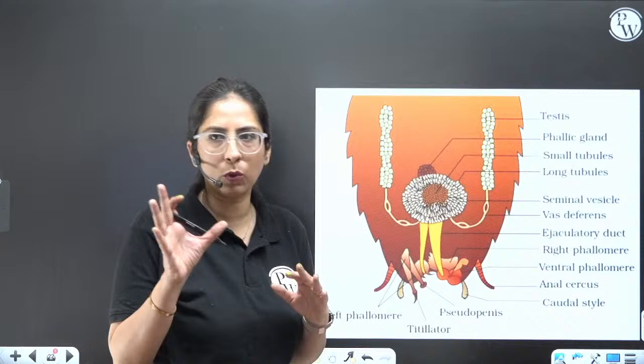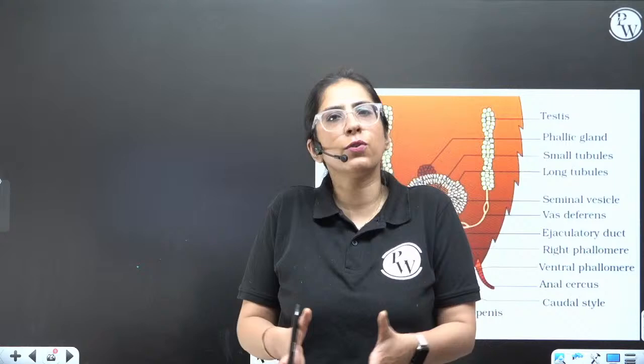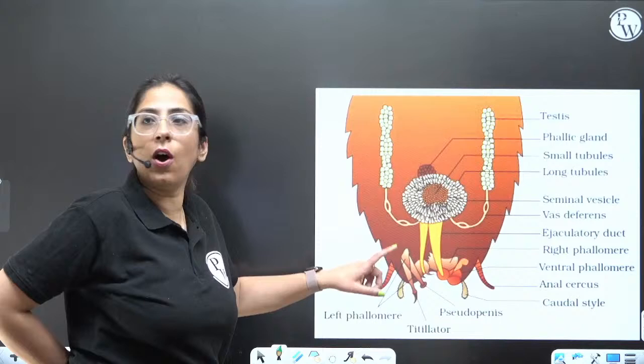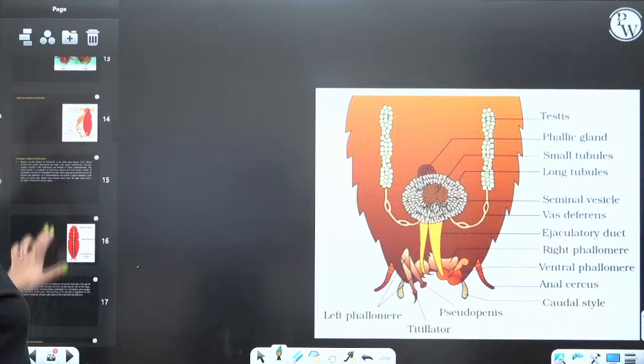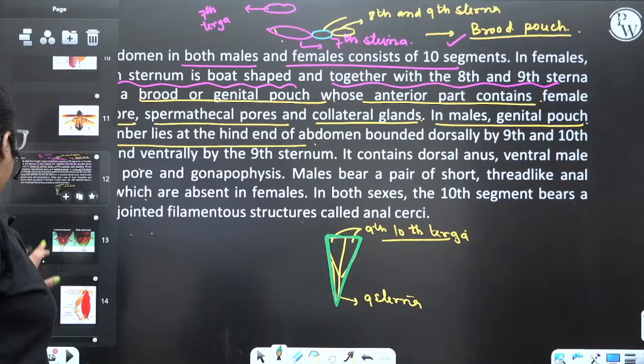In case of female, the three genital sterna over here, 7th, 8th, 9th, they will fuse together, and what they form is a brood pouch. Done? Whereas in case of male, the 7th and 8th terga, along with... Ashish, is it clear? Yes? This is opposite. Here, the orientation is opposite. 9th and 10th terga, along with the 9th sternum, they form a brood pouch. Done? Clear? Okay.